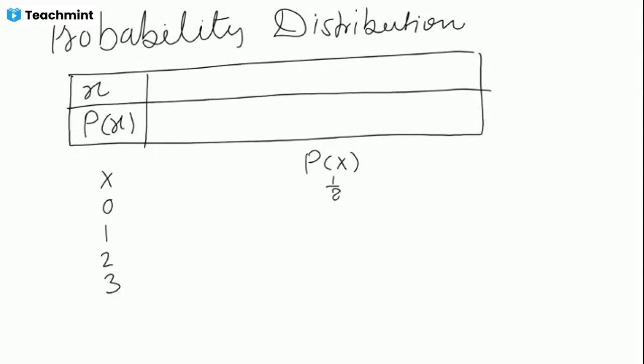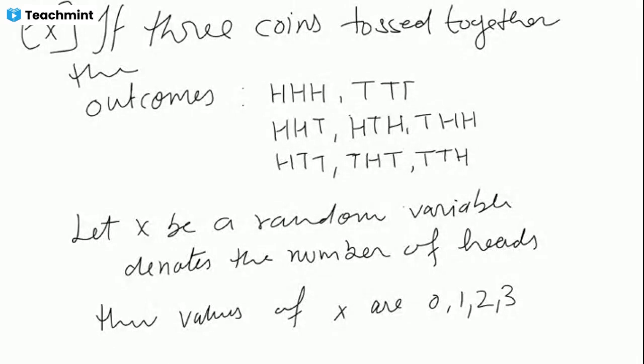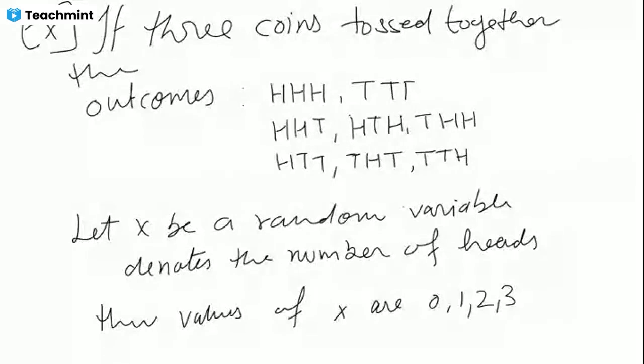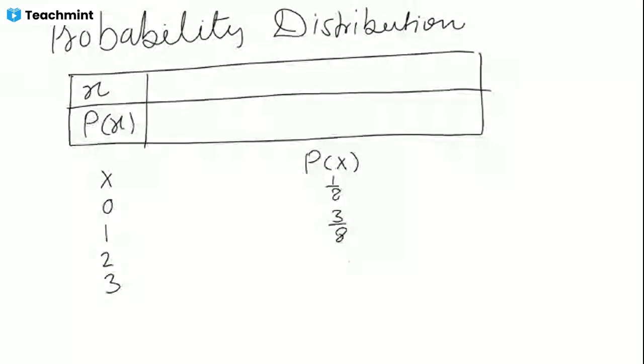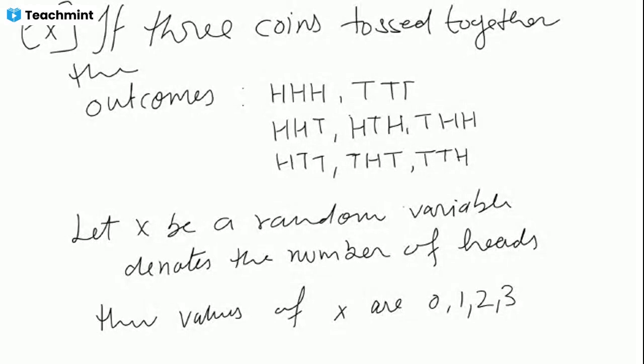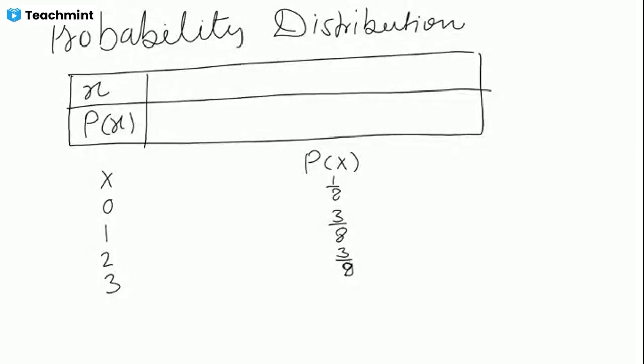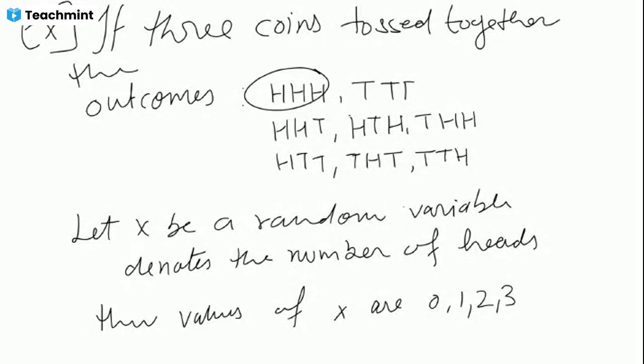Now let us find for one head. For one head, how many outcomes do we have? 3. So this will become 3 by 8. And for two heads also we have three outcomes, so 3 by 8. We have a total of 8 outcomes only. And for three heads, we have only one outcome, this one only.